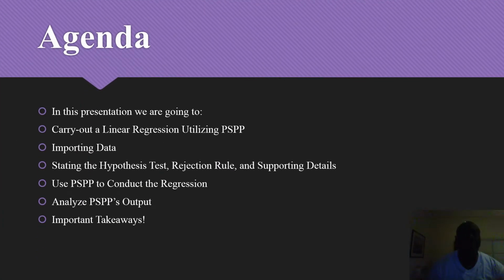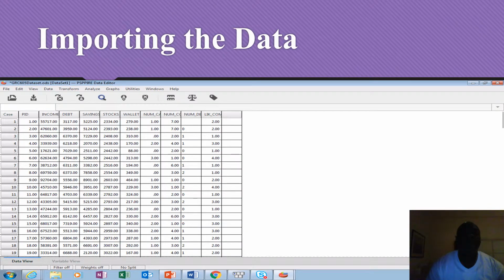The agenda: in this presentation, we are going to carry out a linear regression utilizing PSPP, importing the data, stating the hypothesis test, rejection rule, and supporting details. Use PSPP to conduct the regression, analyze PSPP's output, and the important takeaways. Importing the data, as you can see, using PSPP.